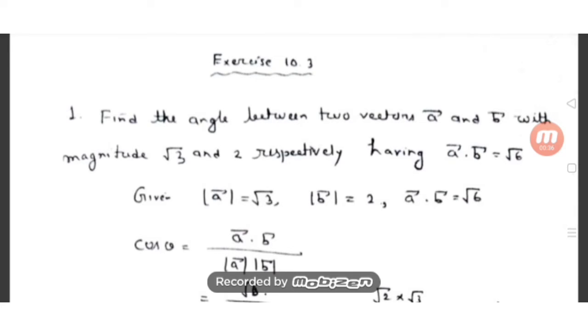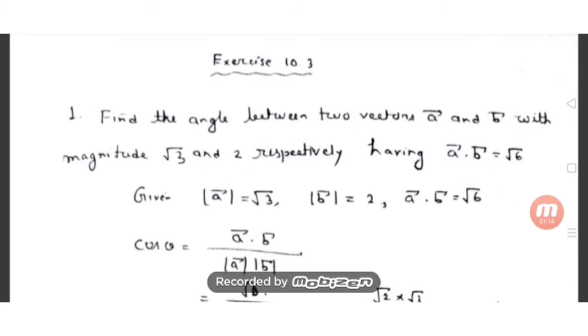So your first question is, find the angle between two vectors a bar and b bar with magnitude root over 3 and 2 respectively, having a bar dot b bar equal to root over 6. So you see in the question what is given. Magnitude of two vectors a bar and b bar are given. Magnitude of a bar is root over 3 and magnitude of b bar is 2. And also the dot product between the vectors is given.